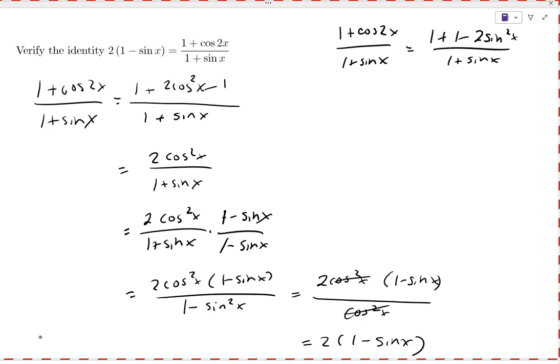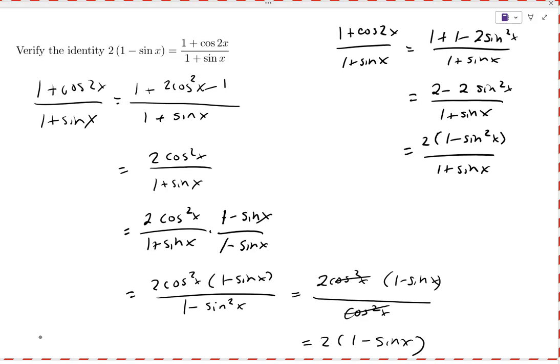All right. So notice that gives you 2 minus 2 sine squared x on top. Do you see anything you can factor out of the top? There's a 2. Good. And now, yes, this is equal to cosine squared. But I can also factor this, right? This is a difference of squares. That factors into what?